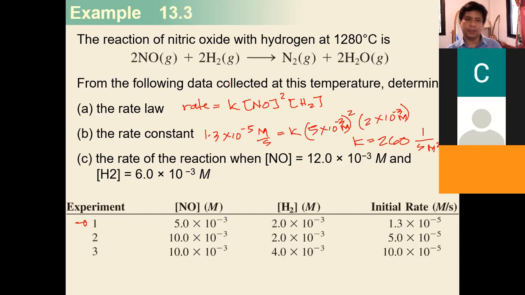Okay, and then finally, letter C. The rate of the reaction when the concentration of NO is equal to 12 times 10 to the minus 3 and H2 is equal to 6 times 10 to the minus 3. So we just substitute, using the 260 for K, and we should get the rate. Rate equals 260 s minus 1 M minus 2, times the NO, 12 times 10 to the minus 3, squared, times 6 times 10 to the minus 3.